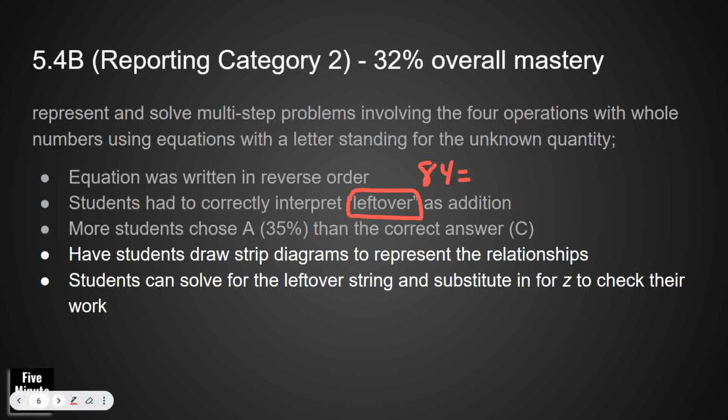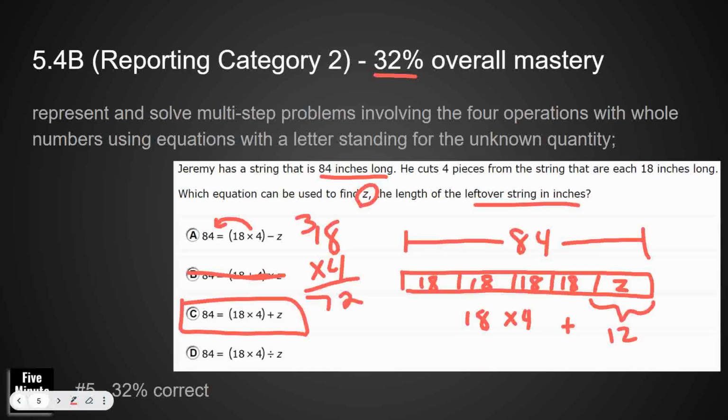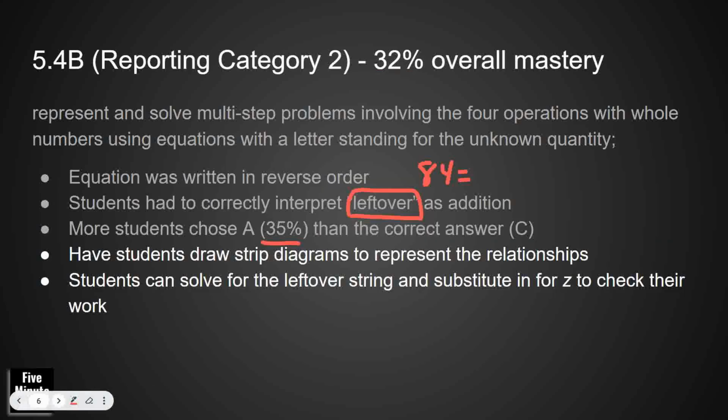And then more students chose A, 35% than the correct answer. Let's go back and look at A, right? The core pieces are the same. They were just thinking, oh, leftover means subtraction. Well, it might mean subtraction in certain contexts. That's why we have to draw pictures or strip diagrams to see, oh, look, I'm adding all five of these pieces, the 4/18s and the unknown Z. So draw a strip diagram. If you can represent the relationship, what's going on in the story, you can easily see that you're supposed to add rather than subtract.